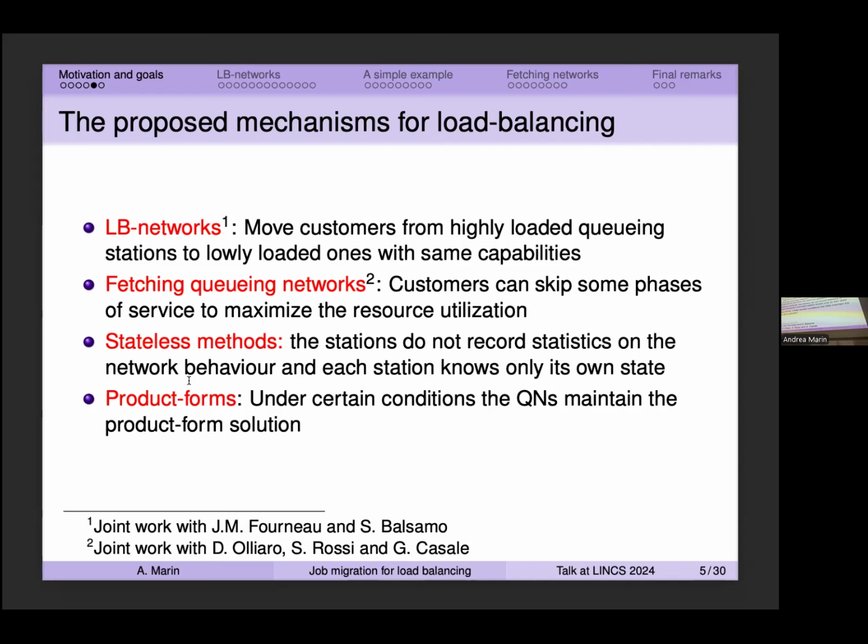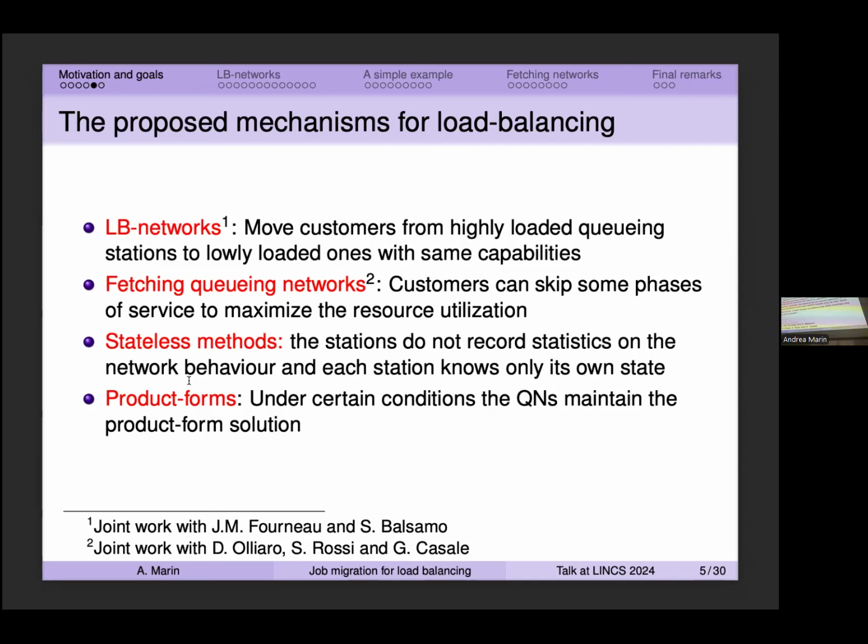So we propose two ways of reaching this. One is the load balancing network. The idea is that you want to move the jobs from a heavily loaded station to a station that is at that moment without much work to do, or is idle. Then another way of achieving this is the fetching queue networks. This is a little bit more specific because we assume that some services can be skipped. So suppose that you have a filtering mechanism, for example, replying to a query on a big data set. This has several stages of refining to obtain the reply to the query.